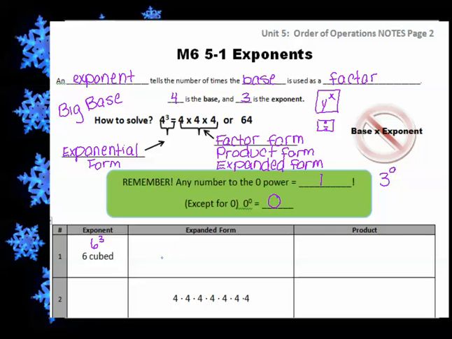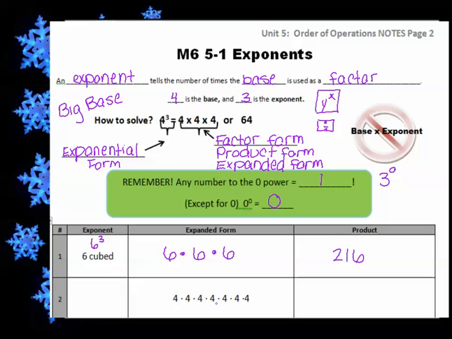If we write this in expanded form, we're going to write it out 6 times 6 times 6. And you can either multiply 6 times 6 times 6, or you can do 6 to the 3rd power. If you do 6 to the 3rd power, that's 6, and then you hit the y to the x button, and then type 3, and hit equals, you'll get 216.